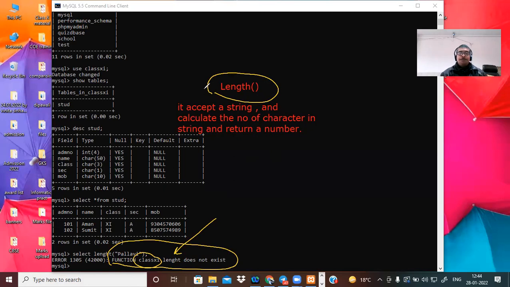Tell me, Palvi. Where is the error? Tell me. Unmute yourself. Unmute yourself. Swasti, where is the error? Suraj, tell me. Suraj. Sukriti, where is the error?